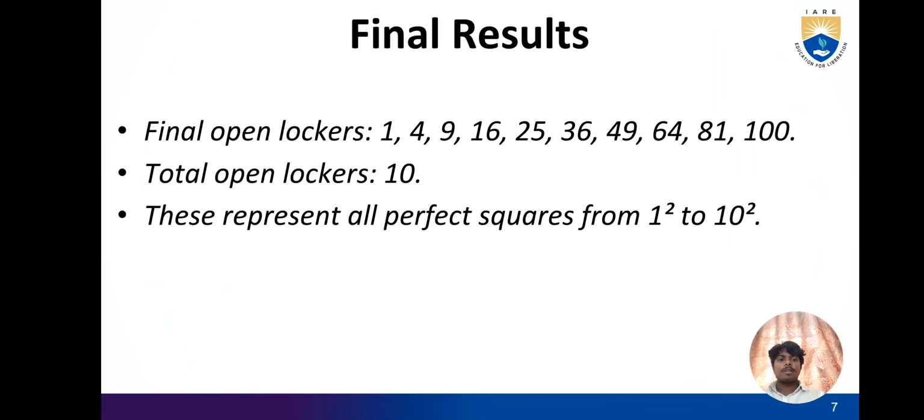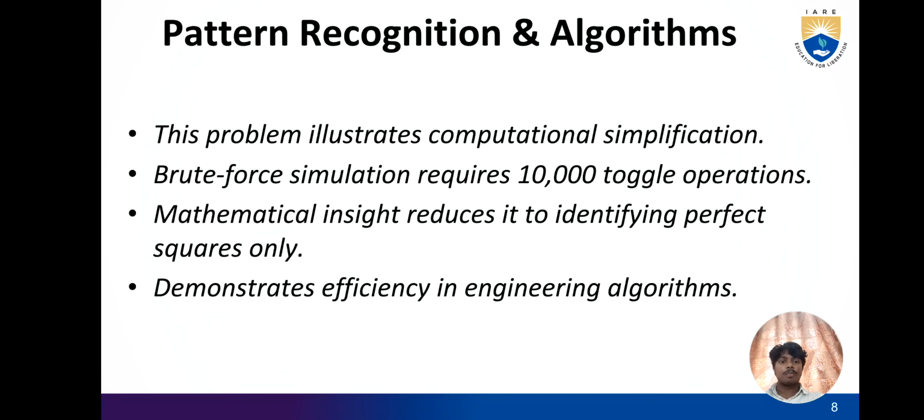So we'll move to the next slide. The final results. The final open lockers are 1, 4, 9, 16, 25, 36, 49, 64, 81 and 100. The total open lockers are 10. These represent all perfect squares from 1 to 100, 1 to 10 squared.